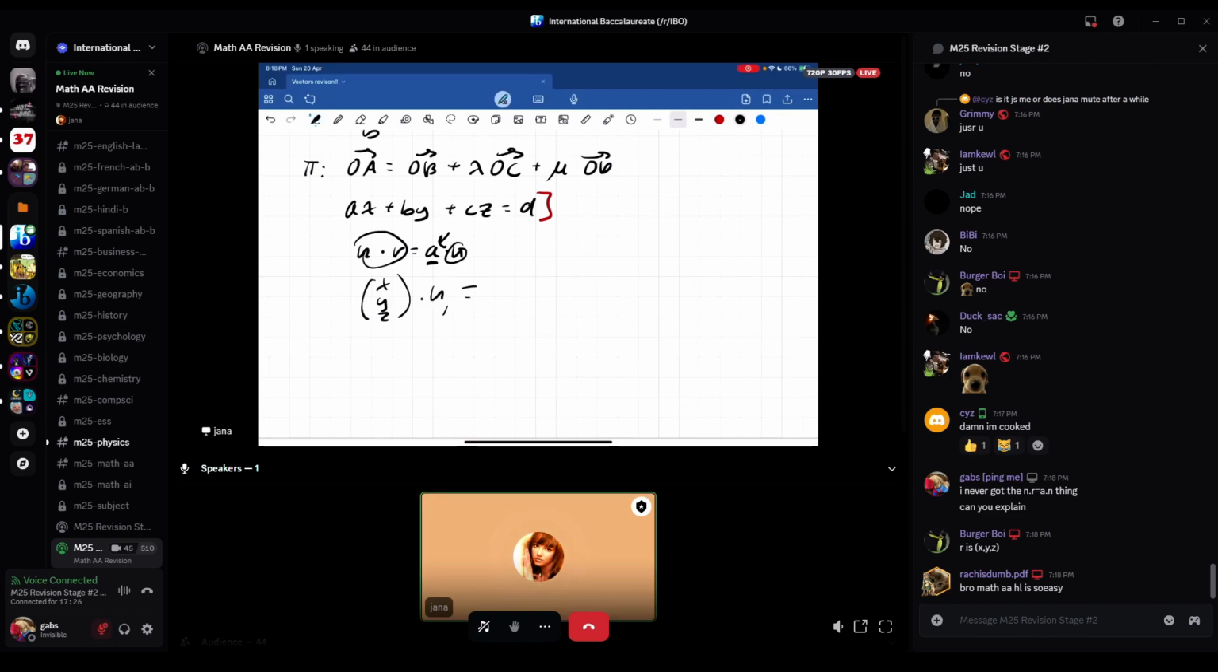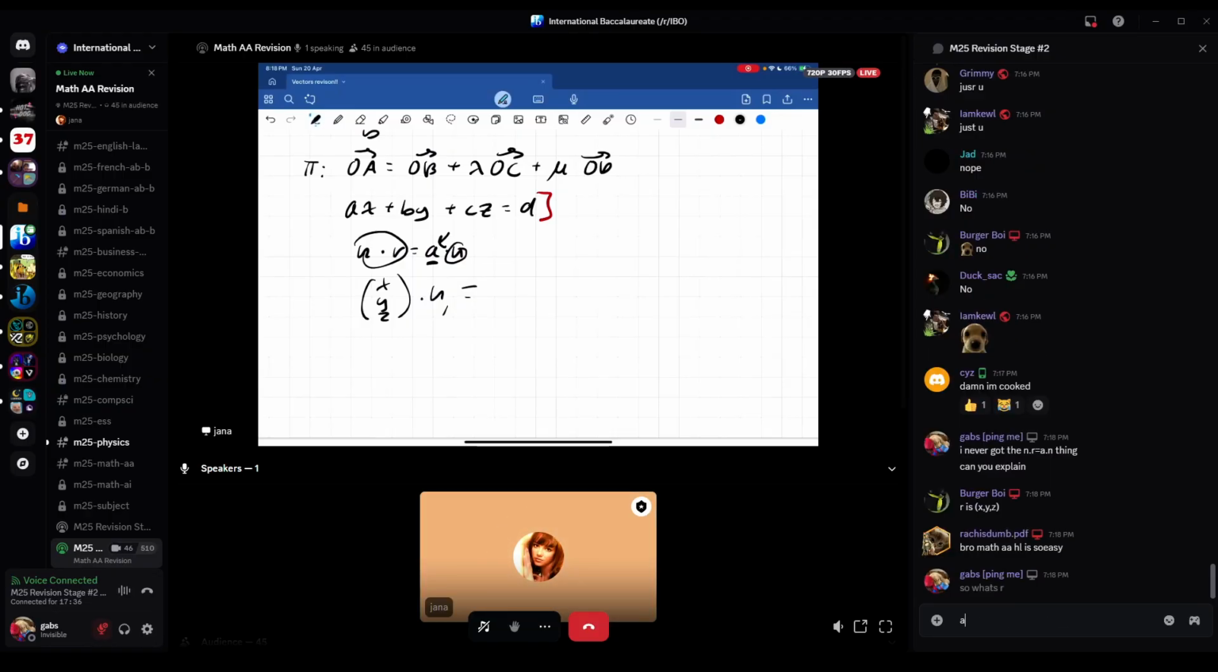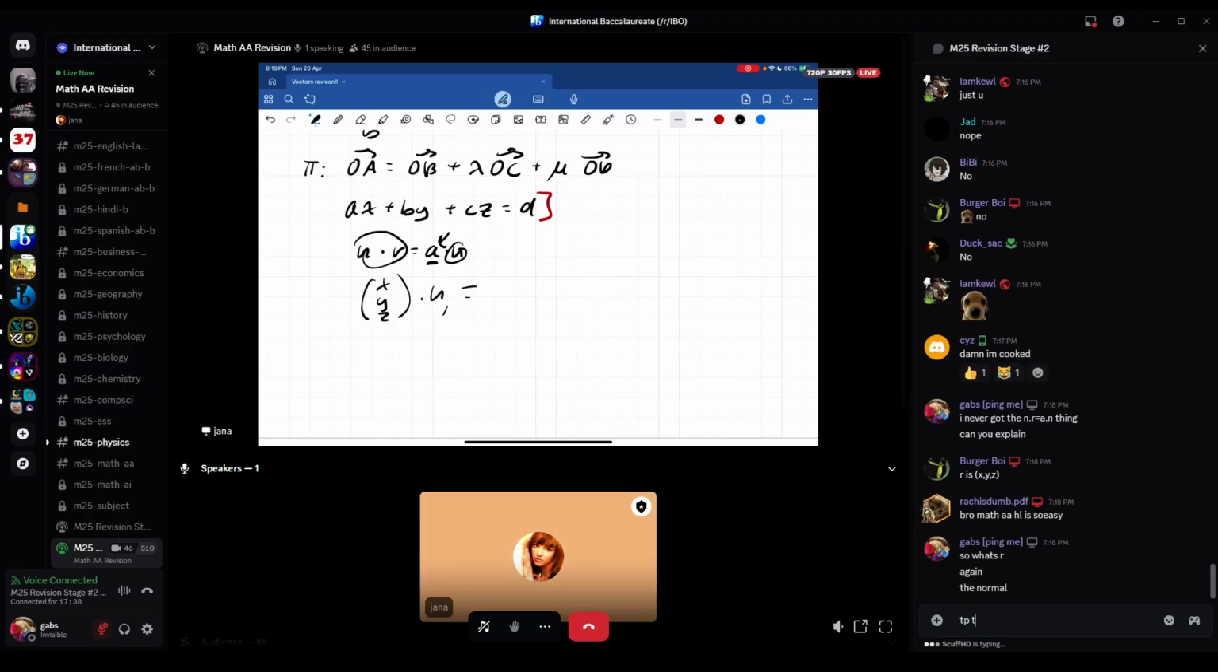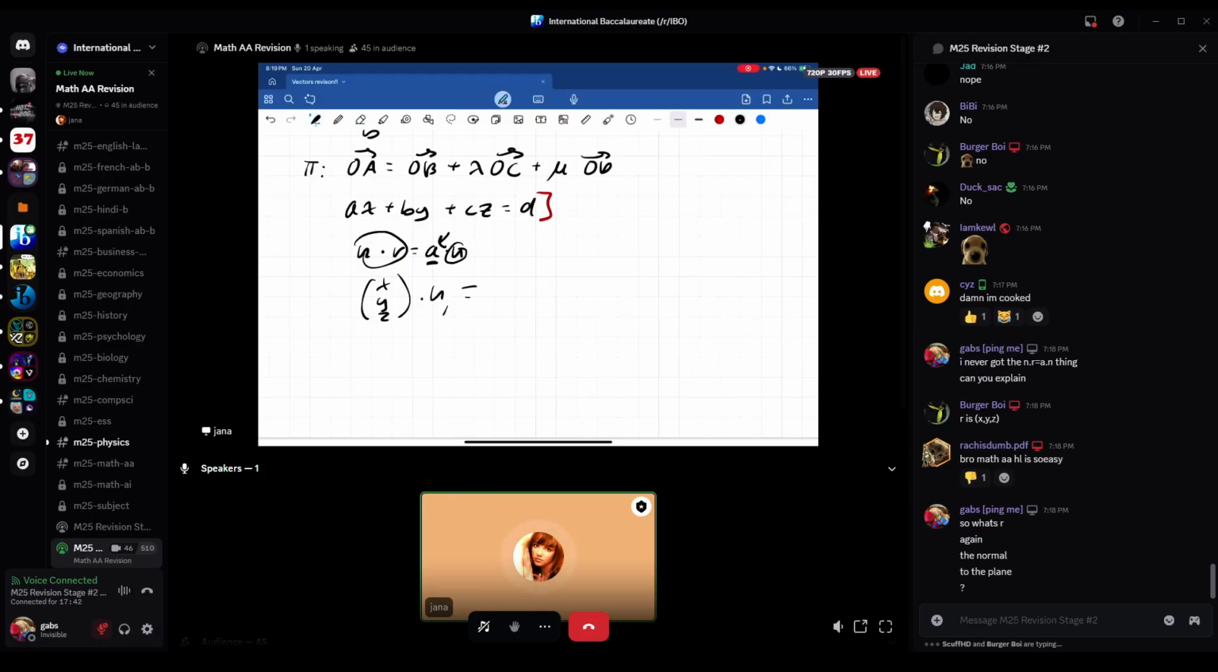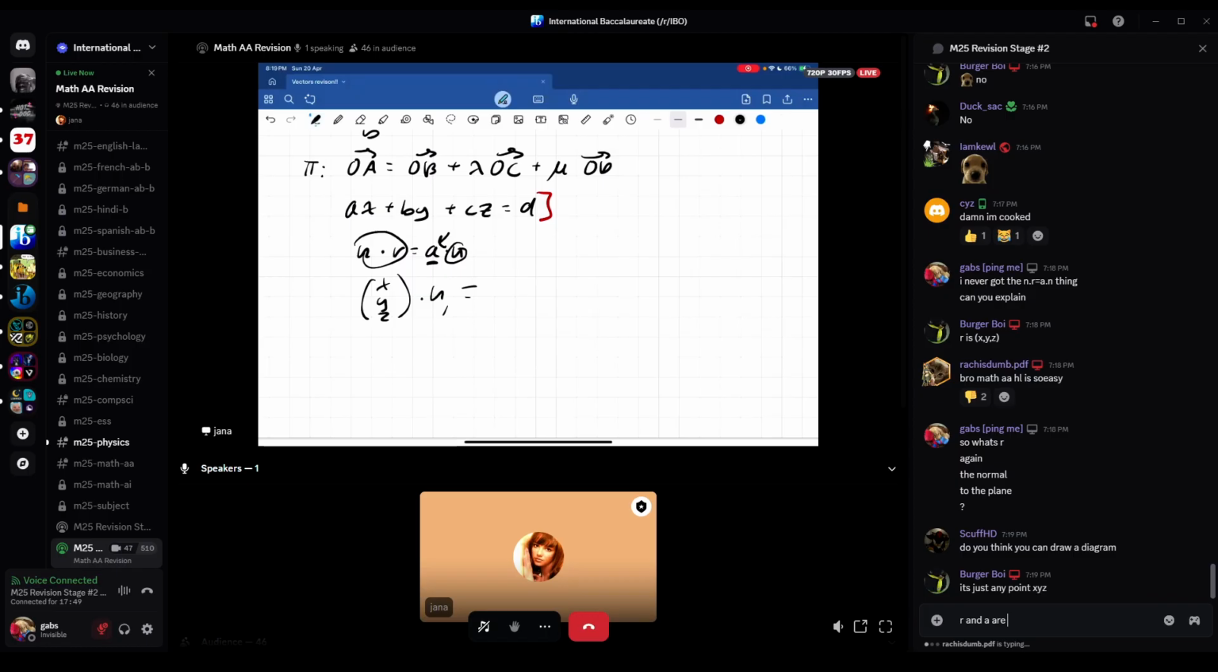Does that make sense, or do you want me to actually work through it with numbers? When we have a plane question, I don't mind working through it with some actual numbers to show you what I mean. But does that make sense a little bit? n is the normal, and r is any point on the plane, just any point that lies in the plane.